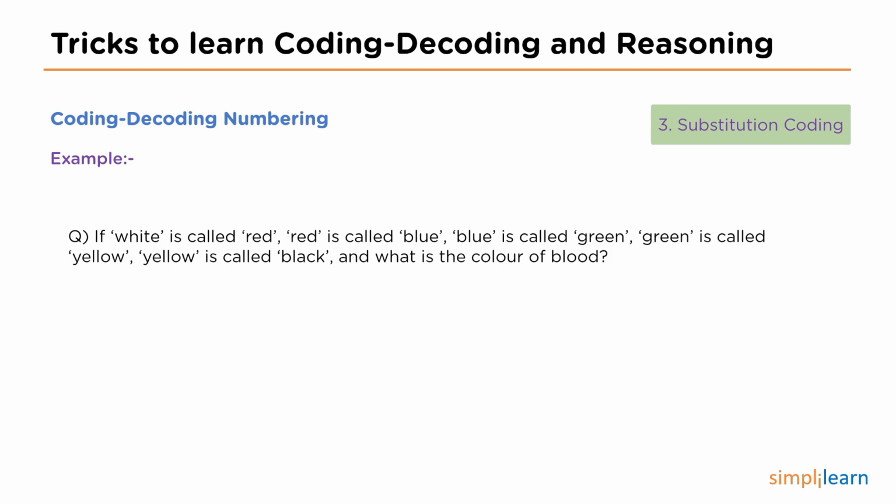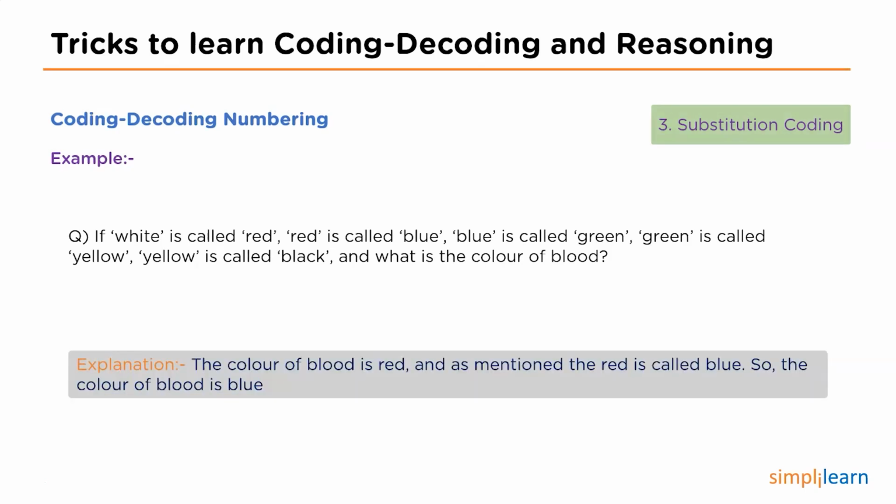We have a question. If white is called red, red is called blue, blue is called green, green is called yellow, and yellow is called black, then what is the color of blood? As we know, the blood color is red. So if you observe the above question, it is mentioned that white is called red and red is called blue. So, blood is red. By using the substitution method, the answer would be blue.